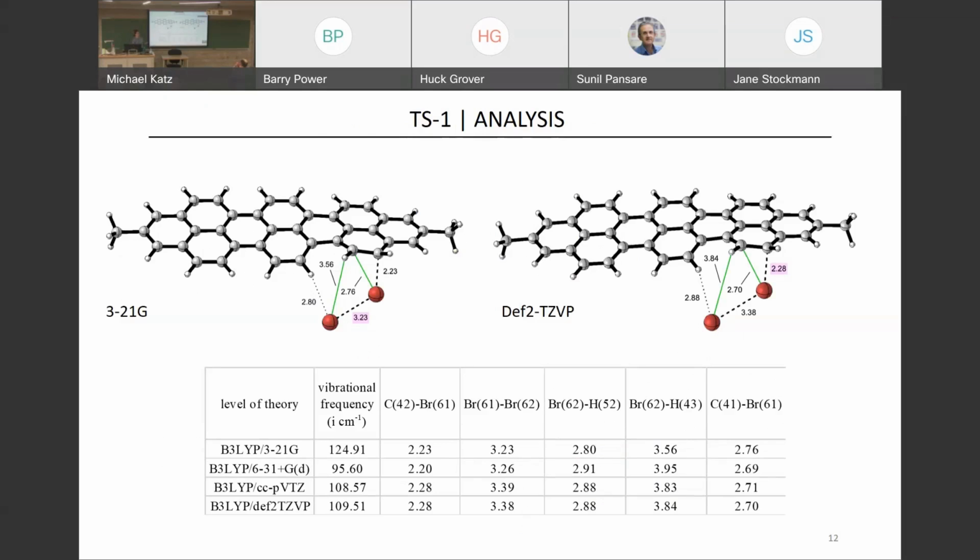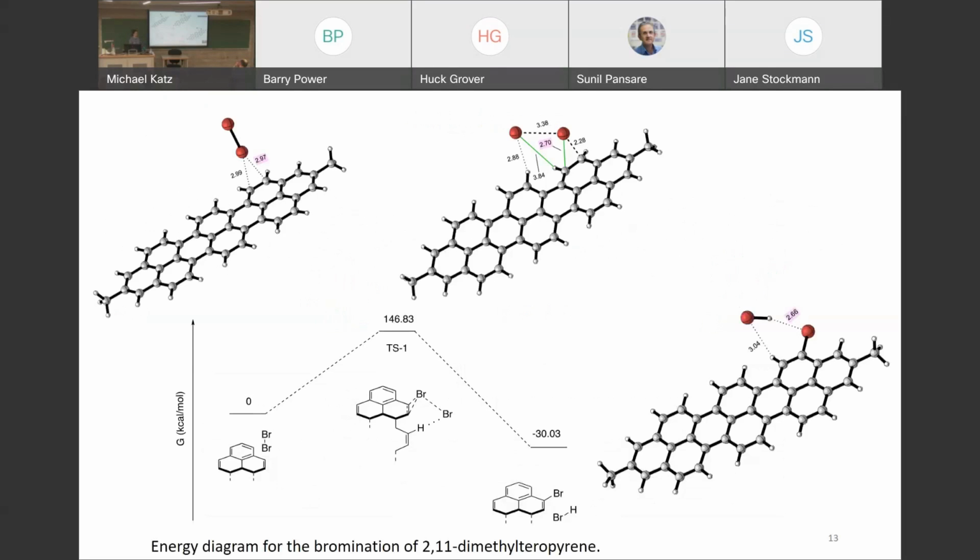What matters, however, at the higher level of theory is the energy. The energies at the lower levels of theory are not very reliable for those types of computations. However, at def2-TZVP, it was possible for us to construct this energy diagram. So this is the starting material obtained from the IRC. This is a transition state that we've seen already. And this is supposedly the final product. And there's obviously a whole bunch of steps in the middle, but we're just considering the first transition state for now.